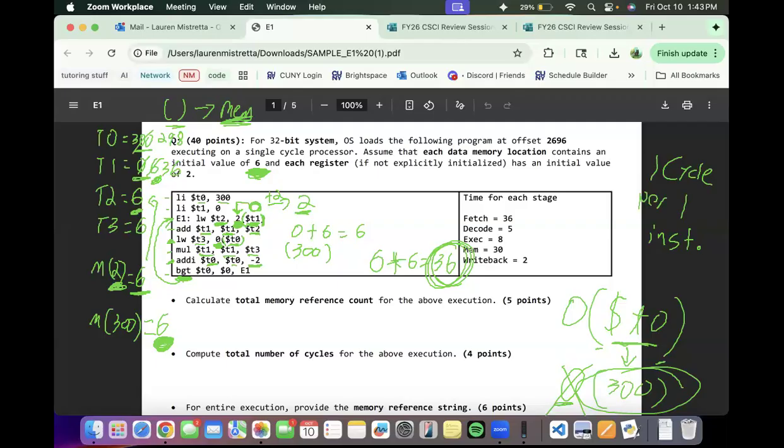This is saying branch on greater than, right? If T0 is greater than 0, right? This has the $ sign, but this is just the value 0, right? So if T0 is greater than 0, boom, we have to go and branch. Okay, well, at this point, it's 298. That is definitely greater than 0. So I have to branch all the way back to E1 and do all this over again.